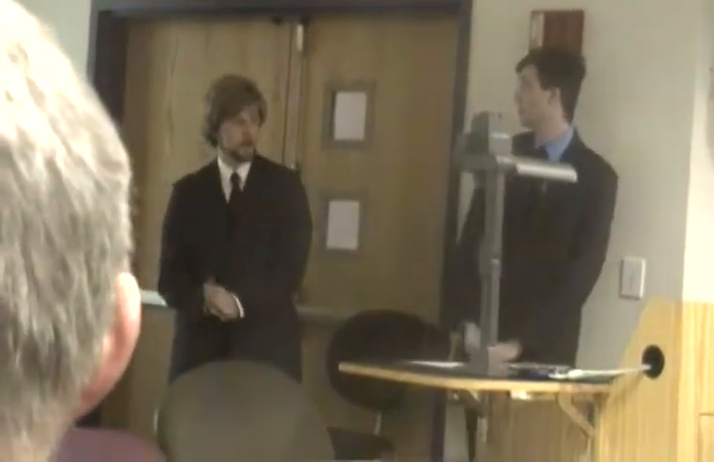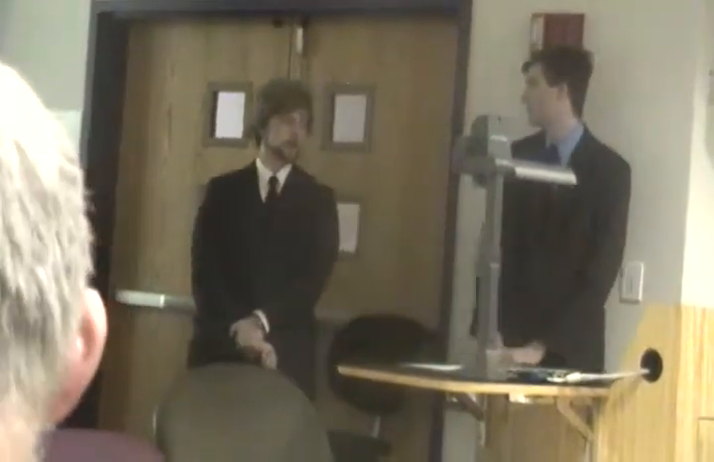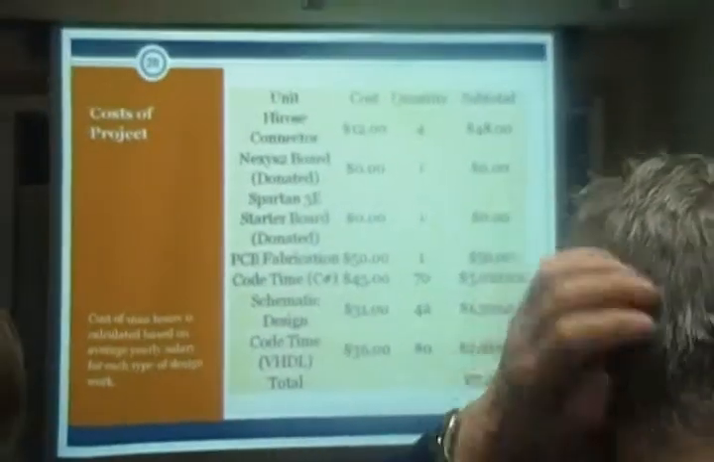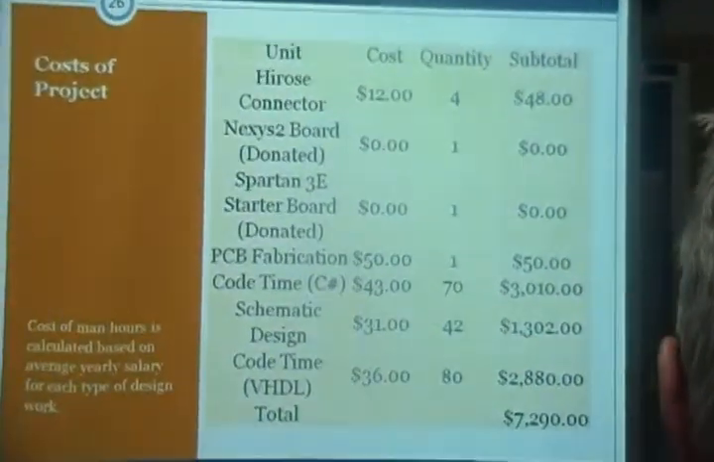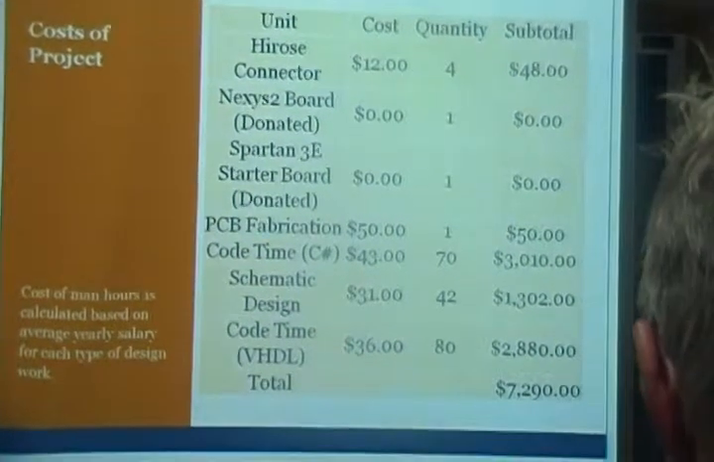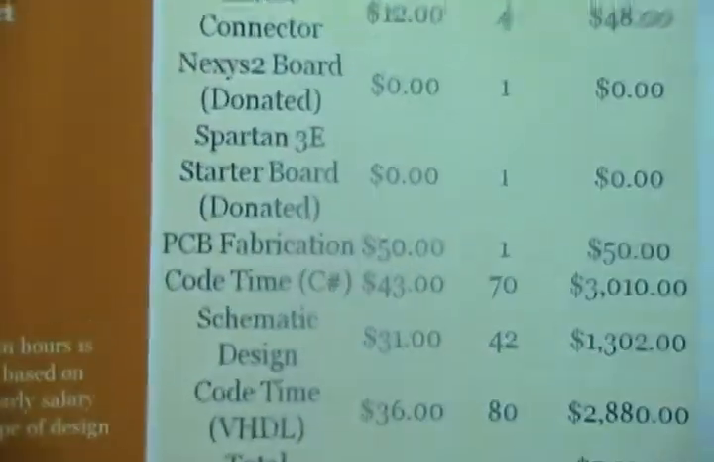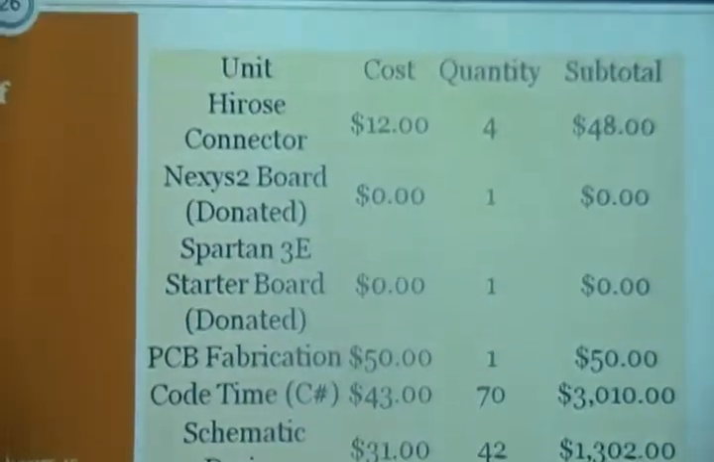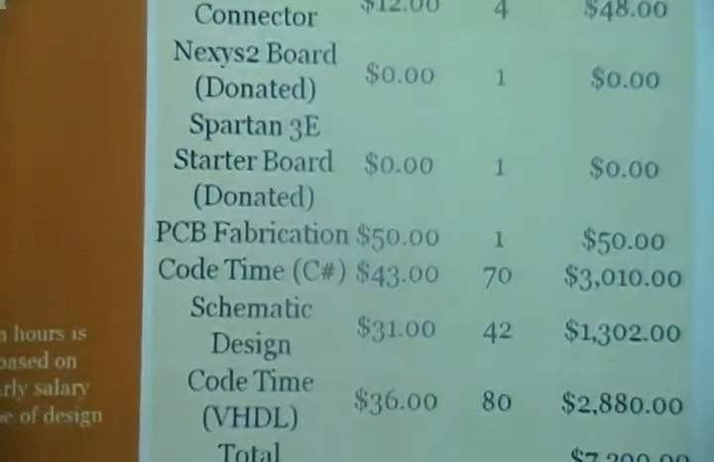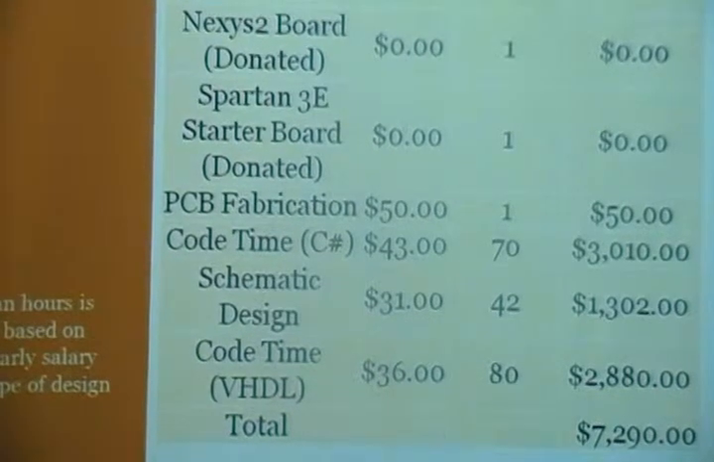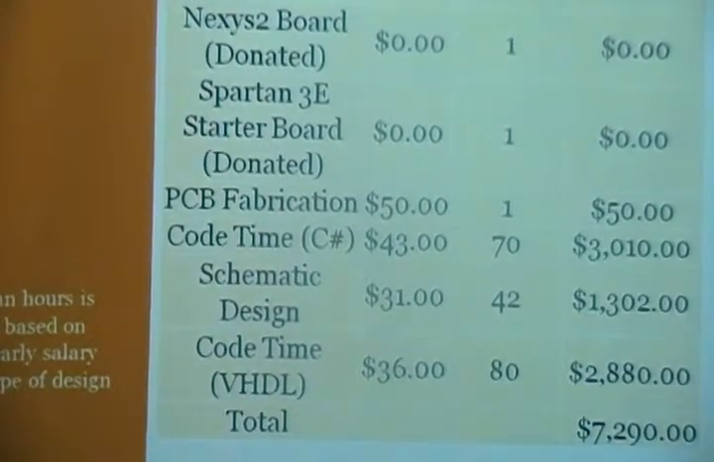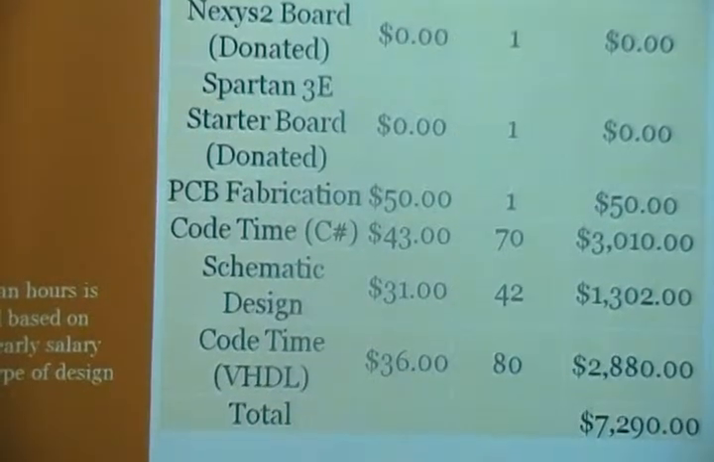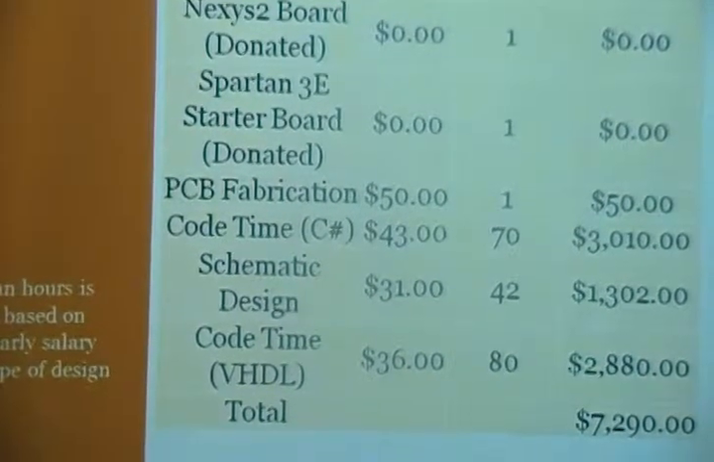Our estimated overall cost was about $7,300. Most of that came from average annual wages for various code developers and very conservative man-hour estimates. We also had some plain hardware costs for the high-res connectors and PCB fabrication. We were able to save some money because the control and victim boards were donated for use in this project.